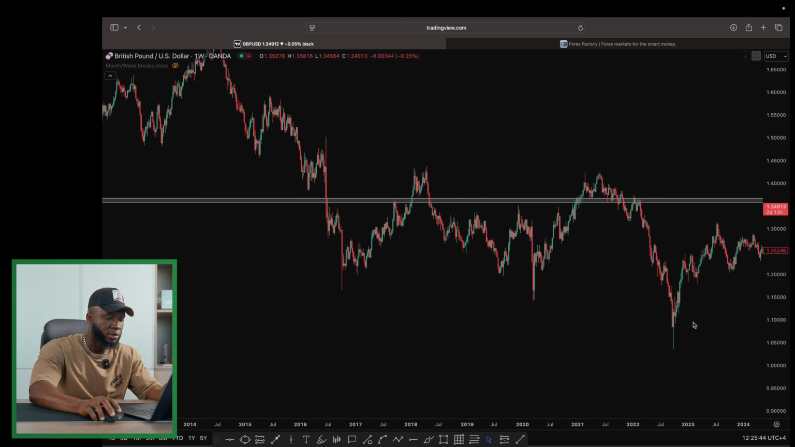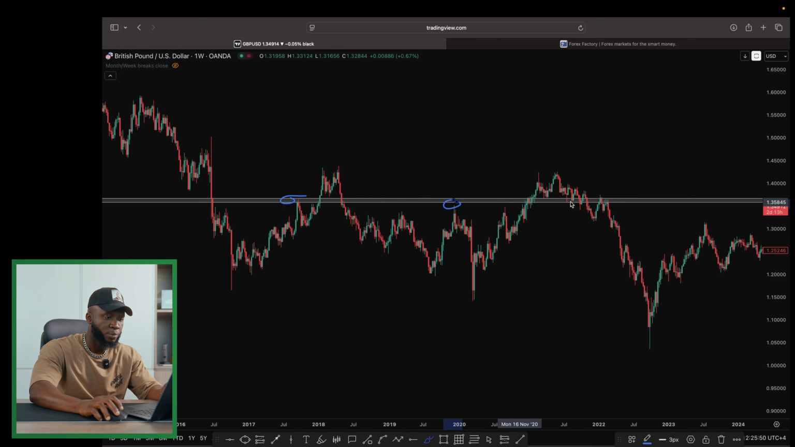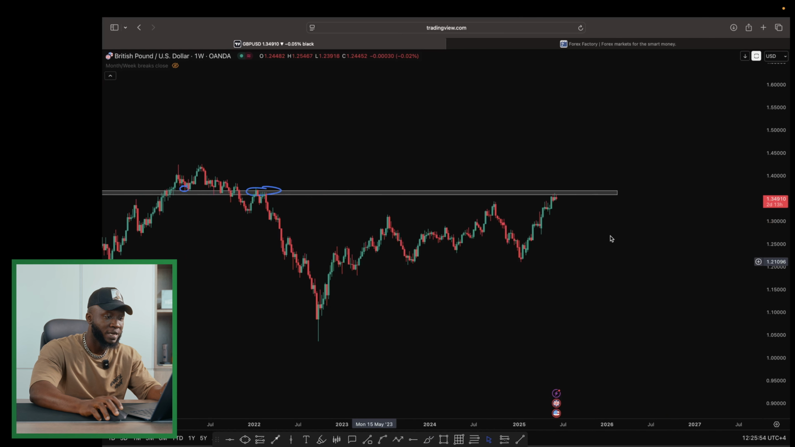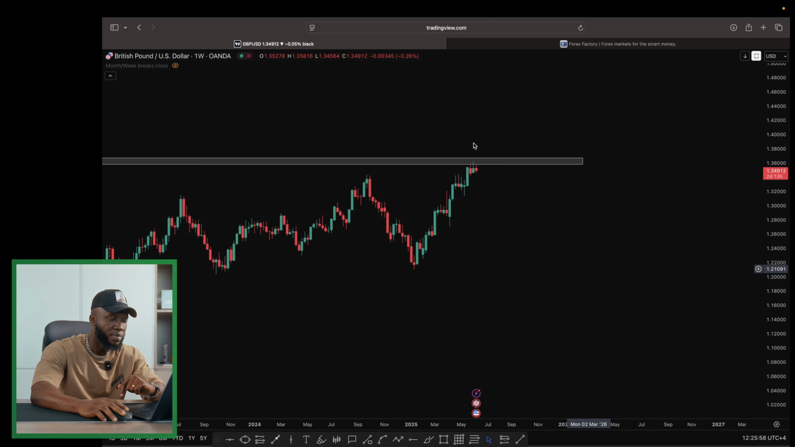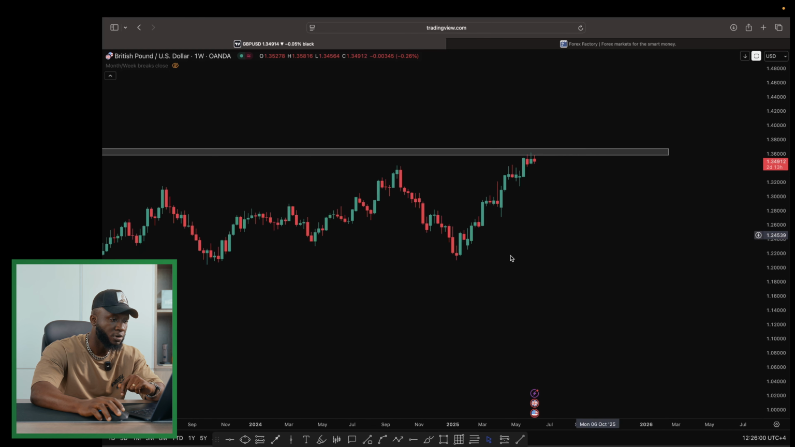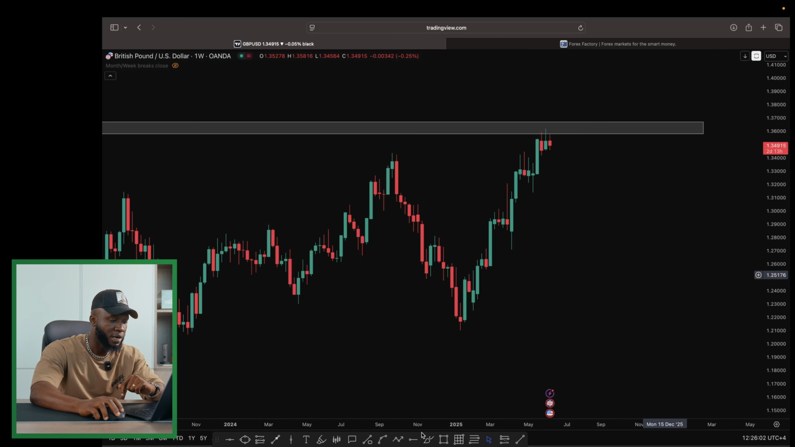Right here we also have a strong level of resistance. We bounced on this support, and at the resistance we had a major drop. That is where we are trading at as well, right? So are we going to see a break above, or are we going to get a drop? If you take a look at the structure on the weekly, we are actually creating higher highs and higher lows.